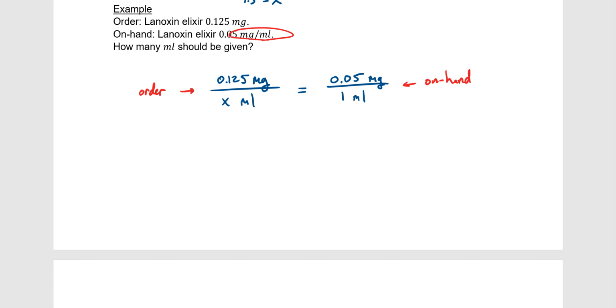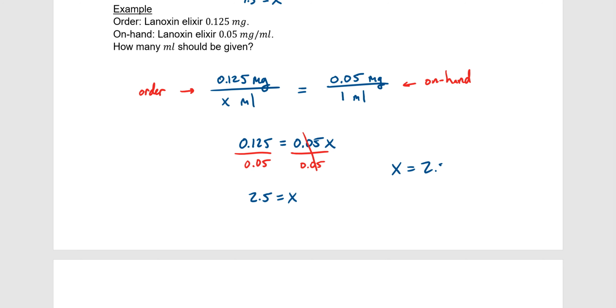So for that milligram per milliliter, you just have to know that when it says per milliliter, that's referring to 1 milliliter. Okay, and then easy enough, once again, we just cross multiply, 0.125 times 1, so we get 0.125 equals 0.05 times X. Divide both sides by 0.05. And we end up getting 0.125 divided by 0.05. That gives us 2.5 for X. And this is in milliliters. So X is 2.5 milliliters.